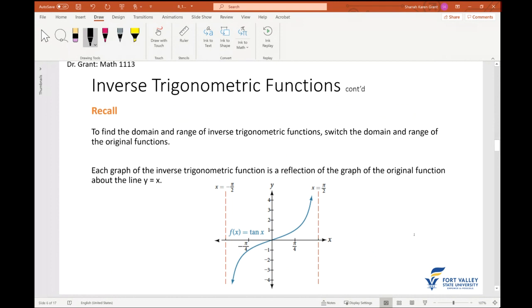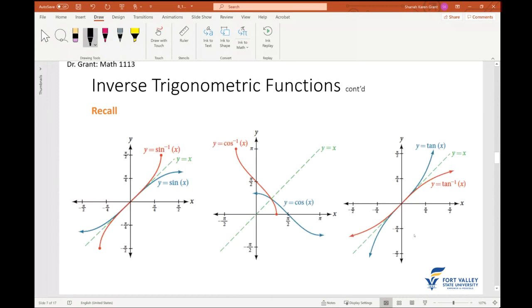Also recall that when we talk about the domain and range of a function versus its inverse, the domain of the function is going to be the range of the inverse, and the range of the function is going to be the domain of the inverse, because we are switching the y's and the x's. So this is just a quick recollection of what we did before, but now it's being applied to the trig functions.